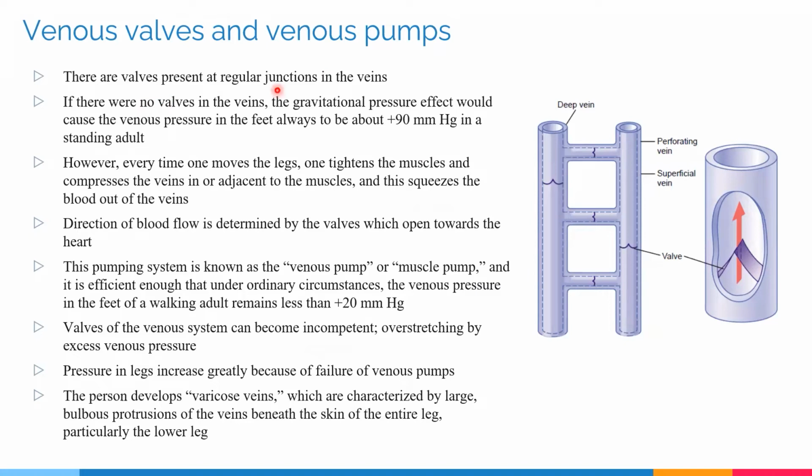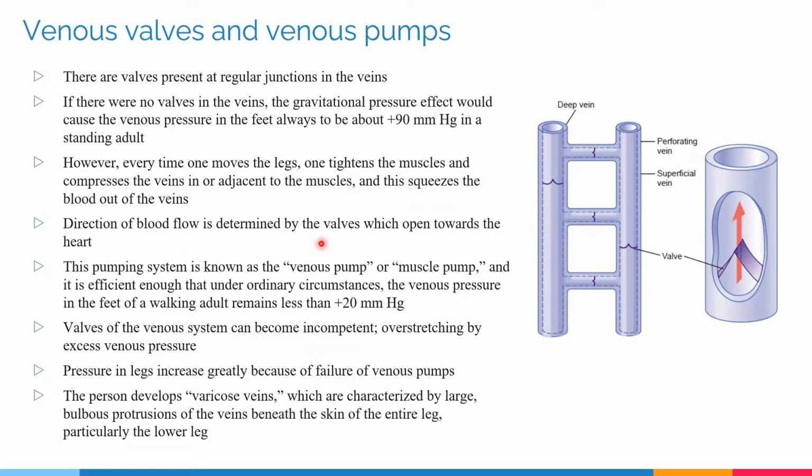This is done with the help of venous valves and venous pumps. There are valves present at regular intervals in the veins. If there were no valves in the veins, the gravitational pressure effect would cause the venous pressure in the feet to always be around 90 millimeters of mercury. However, every time one moves a leg, one tightens the muscles, and this compresses the veins in or adjacent to the muscles and squeezes blood out of the veins. So one part of the veins gets squeezed, and this causes blood to flow into another part of the veins.